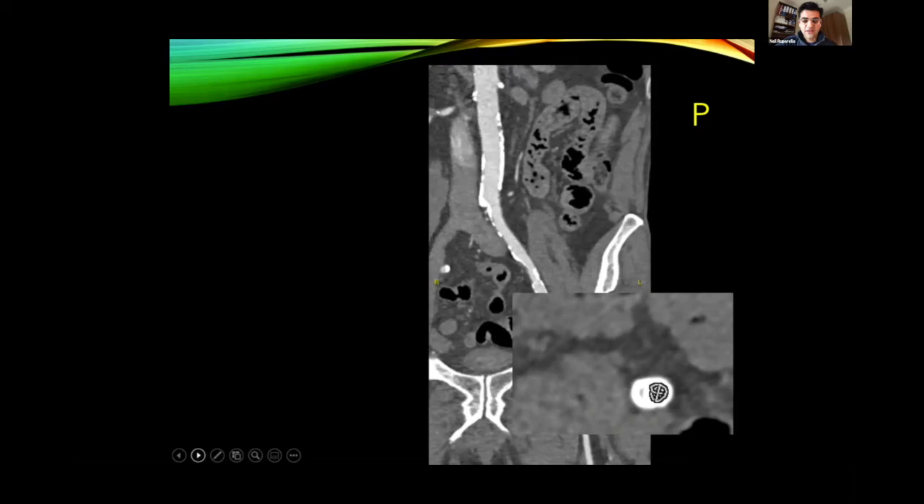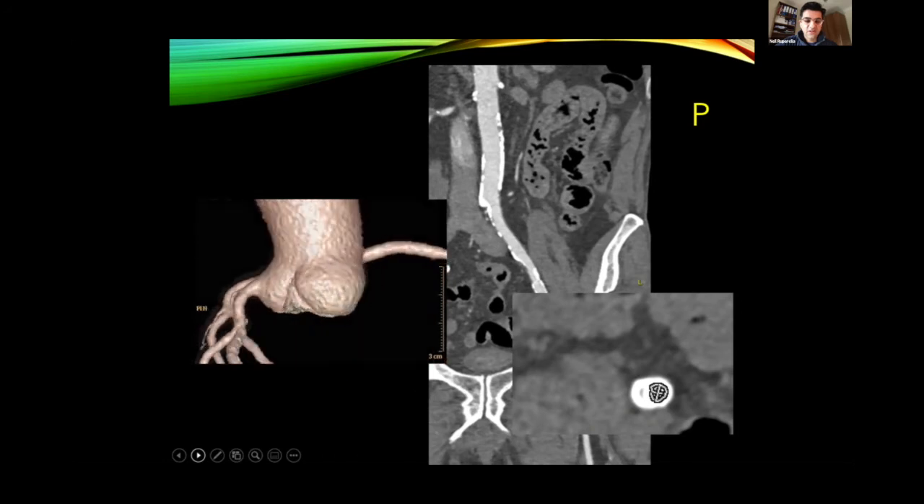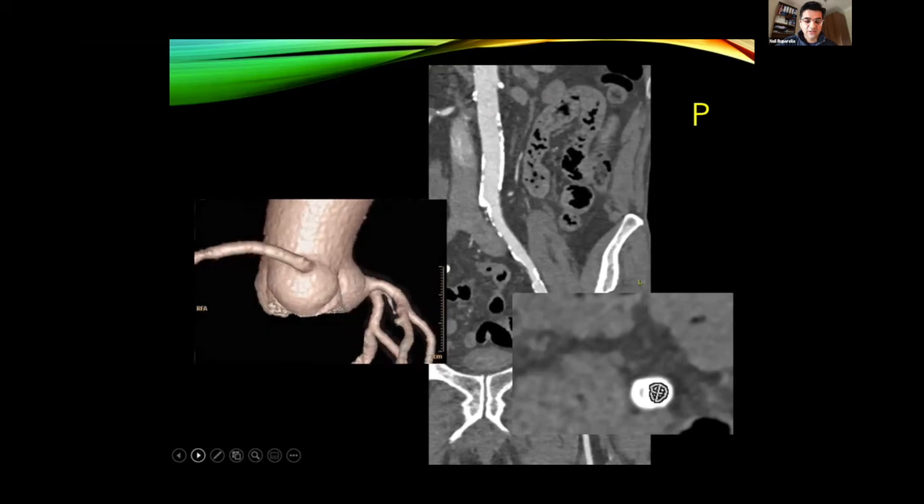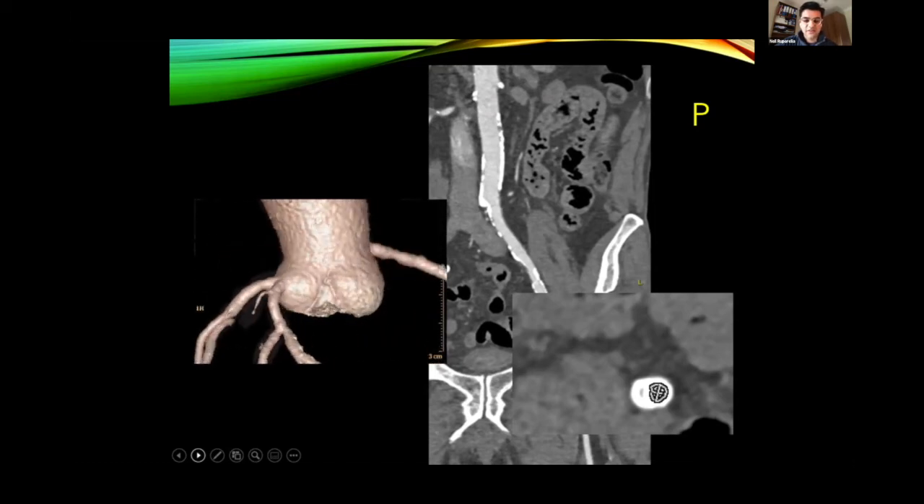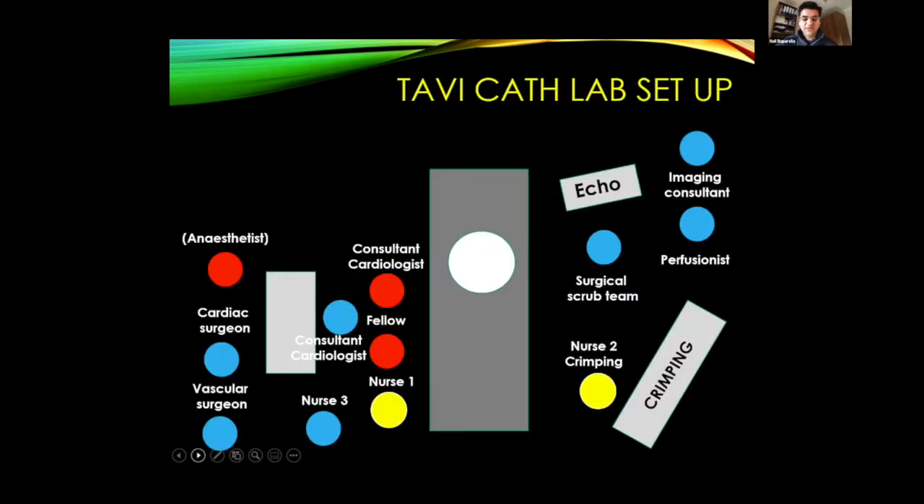And we can also see, next slide, that we can assess things like left coronary height, and you can see here that the left coronary ostium is very low, and there would be a potential risk of coronary obstruction here with implantation of TAVI. Next slide. So part of this is just assessing any problems up front.